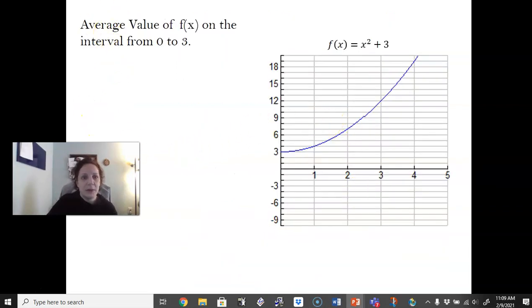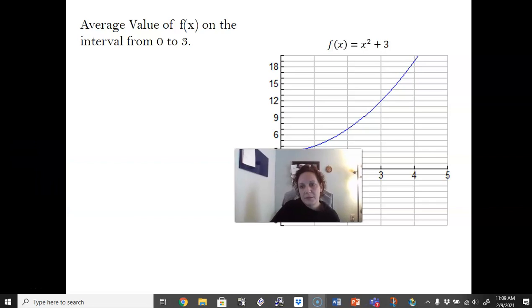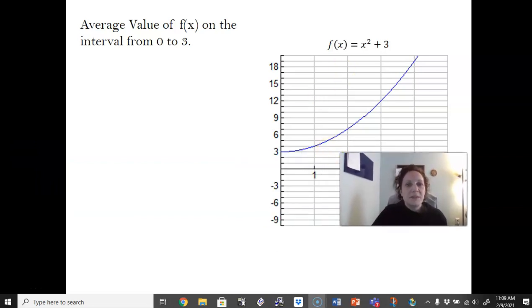All right, so the first thing we want to do on this particular slide is find the average value of this function, x squared plus 3, on the interval from 0 to 3. So let's take a moment and do that. Okay, let's find the average value of f of x on the interval from 0 to 3.